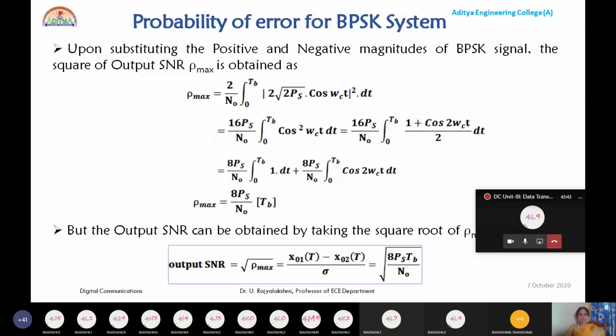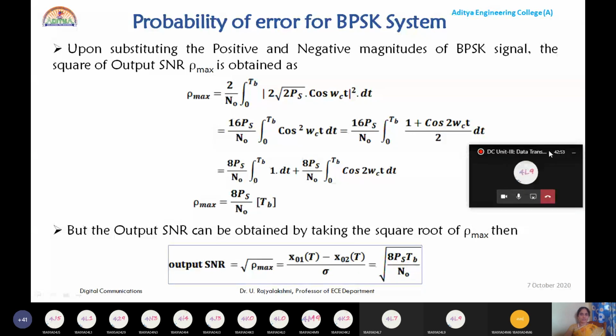Then we get the square of output SNR equation as 8 PS TB by N naught. Then output SNR is taken as the square root of rho max. So the output SNR equation becomes root of 8 PS TB by N naught. Here only you tell me one statement, how is it related to the output SNR of BASK? It is twice of BASK. Okay, in your notebook you write down that point.